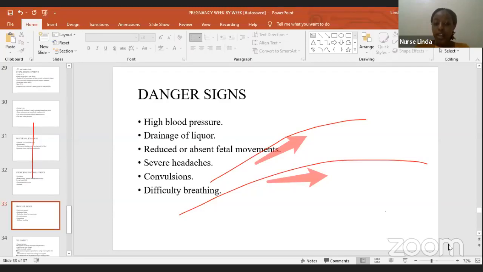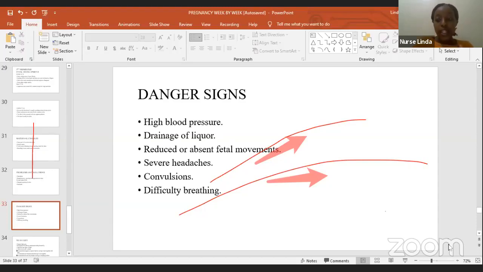We also have severe headaches. There are convulsions. Convulsions are not normal at all in pregnancy, and they are what we call eclampsia. We talked about preeclampsia earlier, and when preeclampsia has not been managed, it gets to convulsions, and that is now what is known as eclampsia. And this is very, very fatal.